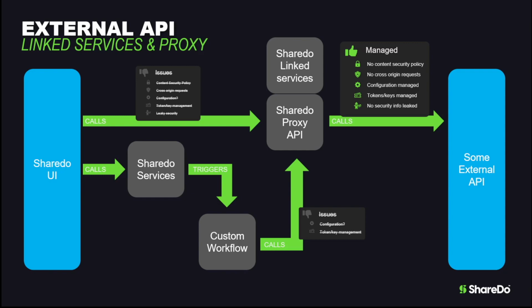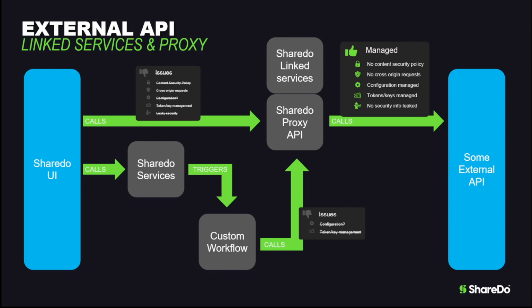So to go alongside that, we've then got the Proxy API. So having the link service itself is all good. We've got some configuration and things that we can set up. Theoretically, the Sherdo UI could talk to that to get its configuration now, but you've still got the issue of, well, how do I actually make a request without falling foul of the content security policy, the cross-origin request, and without leaking any of my security information? And that's where the Proxy API comes in.